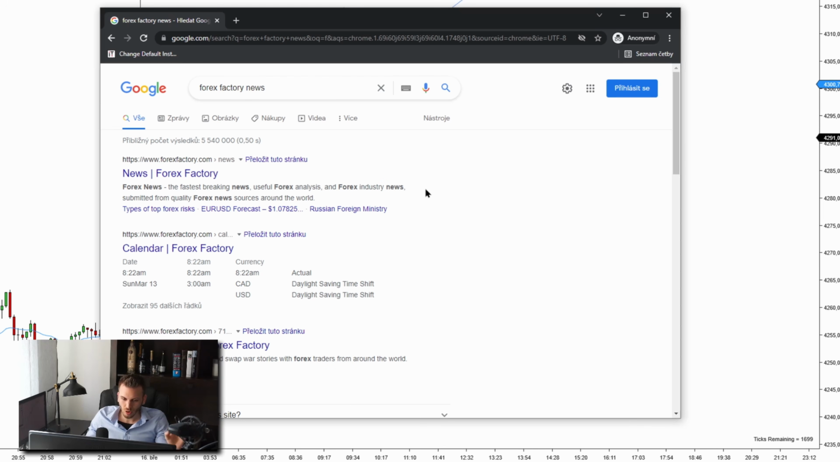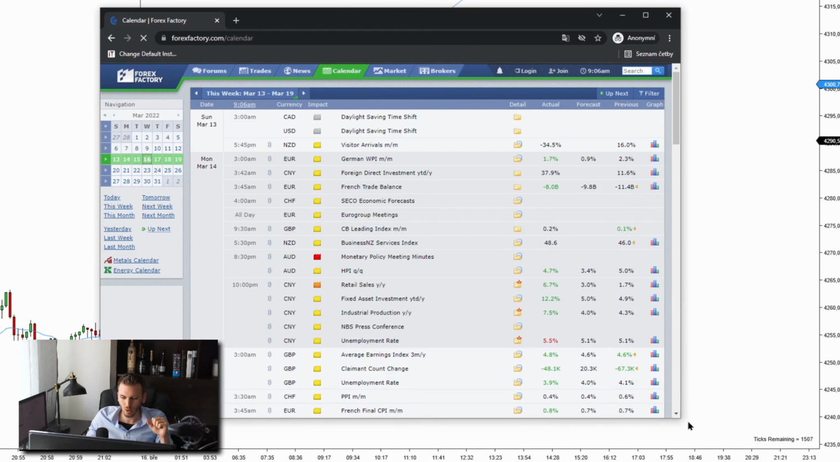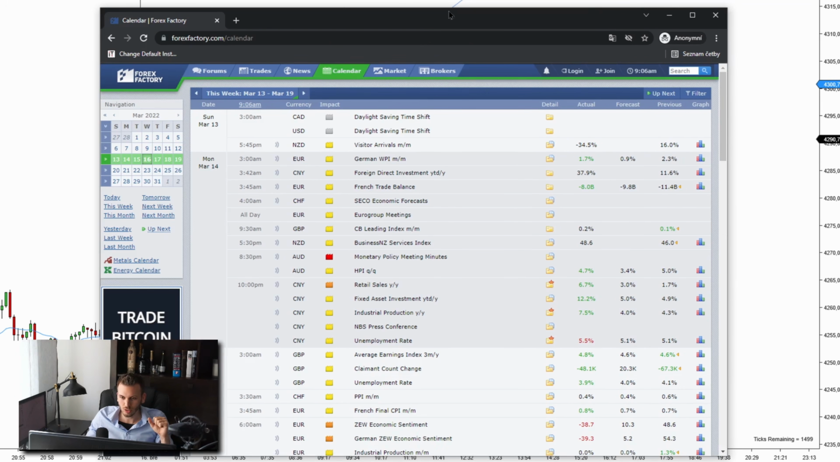Now, before every trading session, you need to make sure you are aware of which news are taking place, because the last thing you want to do is to be trading right during the news that are happening, and you don't want to be caught in this volatility spike. So what you're going to do, you're going to go to Google, type Forex Factory News, and go to Calendar Forex Factory. And this is how I check every single day what news are present.